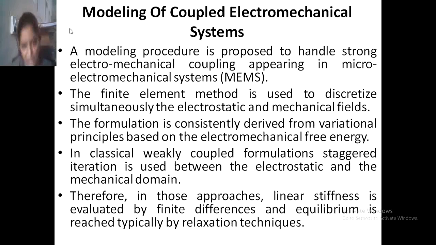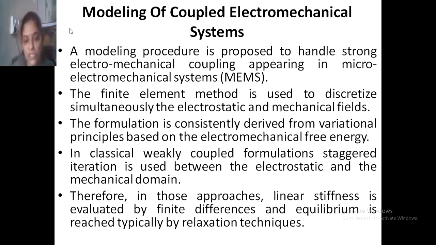So the finite element method is used to discretize simultaneously the electrostatic and mechanical fields. For the domain of micro electromechanical systems, we have to combine the electronic and mechanical systems together. For that, a modeling procedure is used to handle the strong electromechanical coupling. So through the finite element method, we discretize simultaneously the electrostatic and mechanical fields.